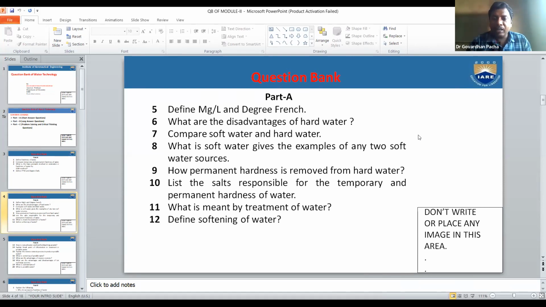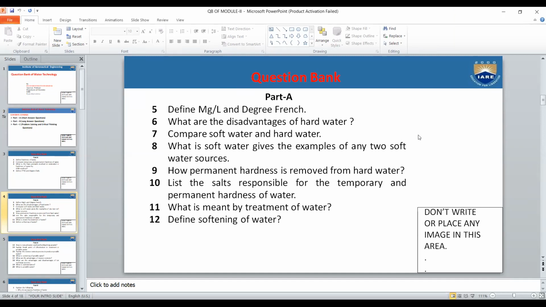Next, ninth question. How is permanent hardness removed from hard water? By sulfates, softening the metal. Those methods are called which methods? Ion exchange process or reverse osmosis. All of these come under the category of water softening methods. Called simply water softening methods. Okay, ma?